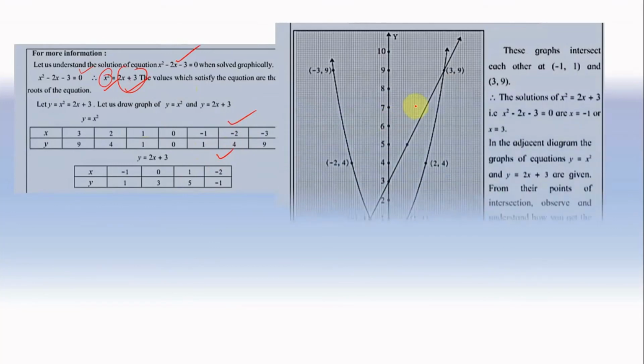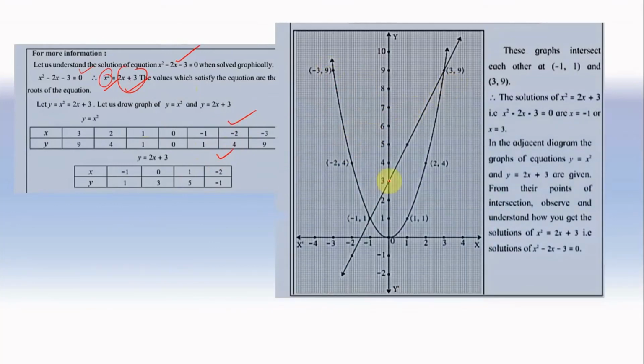You will get a graph like this. A graph in this format, and where it is intersecting at 2 points, and we are having value of x minus 1 here, 3 here, which will be the solution for that quadratic equation. So even graph can be used for finding out solution for quadratic equation, which you will be applying when time comes.